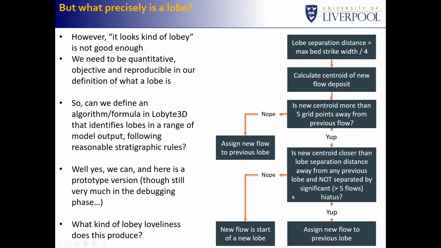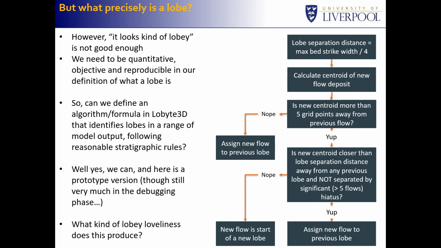Okay, so it looks like there are lobes in the model, but what we're interested to do with Chris and Alfie is, can we actually convert that, they look kind of lobey, into something that's a little bit more quantitative? So this is my first attempt, and this is still very much in progress, to try and actually define how we would identify a lobe in this model output.